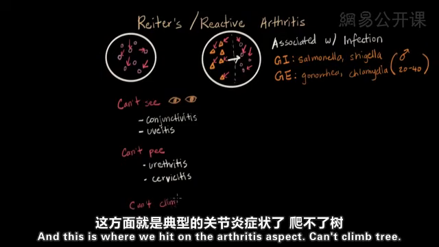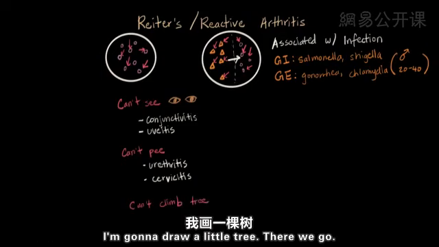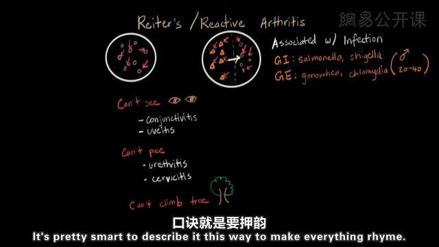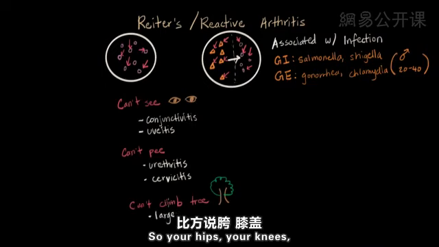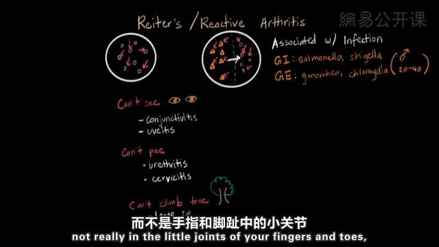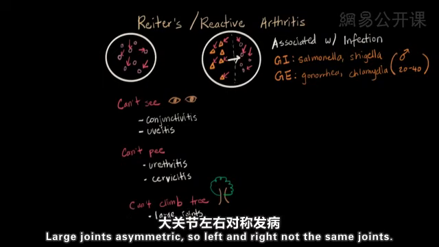And then these patients can't climb a tree. This is where we hit on the arthritis aspect. I'm going to draw a little tree. There you go. It's pretty smart to describe it this way to make everything rhyme. In terms of the arthritis that we see, it's large joints. So your hips, your knees, not really the little joints of your fingers and toes, but always possible. Large joints, asymmetric, so left and right are not the same joints.